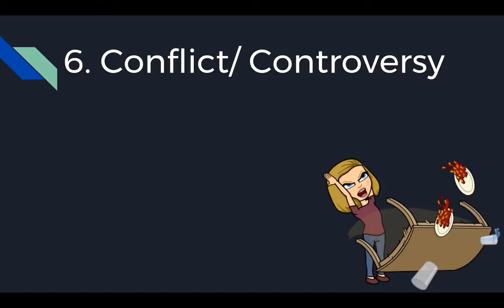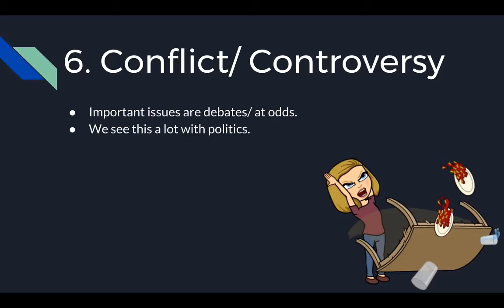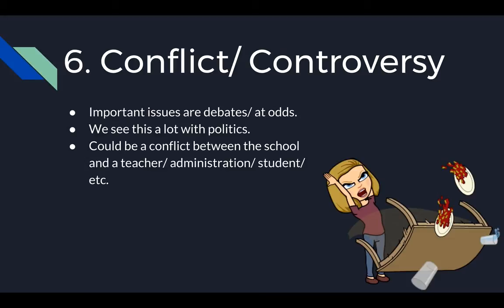Our sixth one's going to be conflict or controversy. Sorry, that's my dog barking. Our sixth one's going to be conflict or controversy. That means we have important issues, and maybe they're being debated, or maybe they're at odds, or maybe they're being called into question. We'll see this a lot with politics. It could be a conflict between the school and a teacher if we're looking at it more locally. It could be a conflict between the administration and a teacher or a student. And then lastly, we'll see this with protests or conflicts within the community.